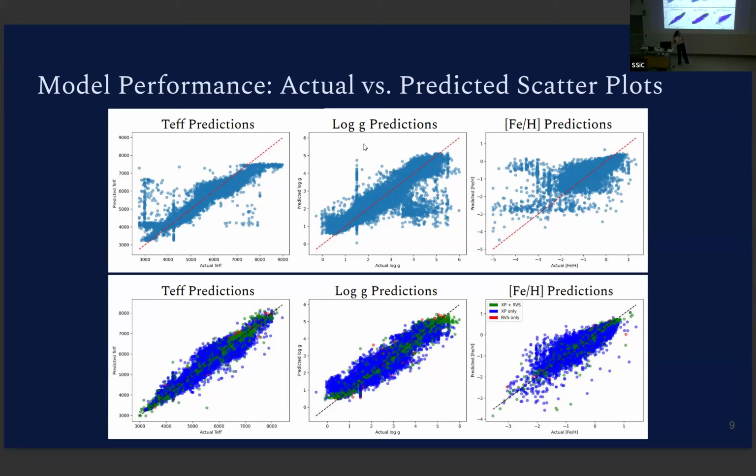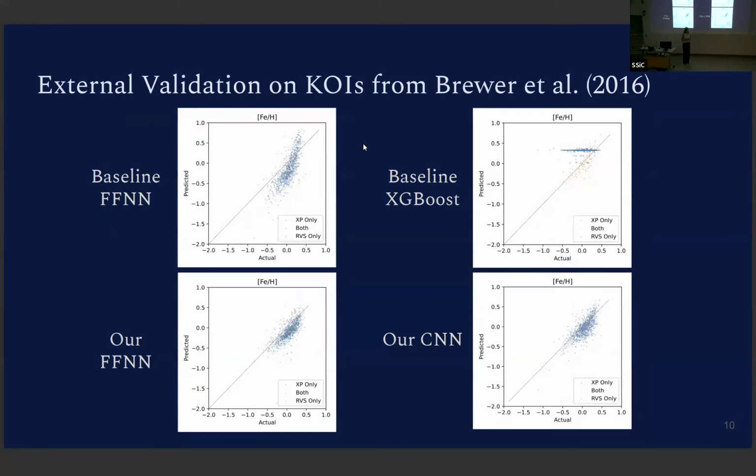And then I actually used my models on some Kepler objects of interest from a 2016 paper to test my models on external values that weren't just the samples that I created. And as you can see, compared to just two baseline models and my feedforward and convolutional neural network, mine performed marginally better.